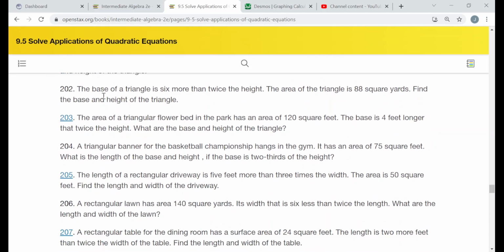The base of a triangle is 6 more than twice the height. The area of the triangle is 88 square yards. Find the base and the height of this triangle. So again, I'm going to pull up a piece of paper and have the problem and the paper on the same screen.